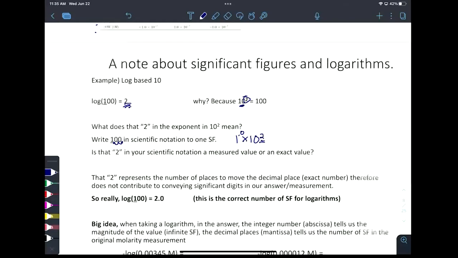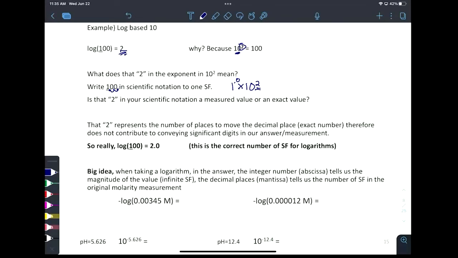So it's the same thing with logarithms. When I say log 100 to 1 sig fig is 2, that 2 is just indicating the exponent, so it actually has no significant figure data in it. If we wanted to express log 100 to the correct number of significant figures, it would be 2.0, not just 2, it's 2.0. So what I mean here, what you're looking at is the number you're taking, like this would be concentration, right?